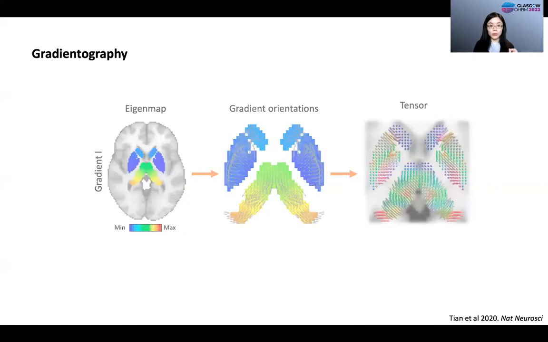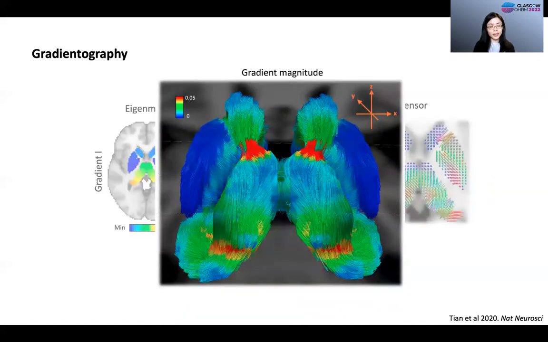In this way, what we can do is to propagate millions of streamlines in the tensor field in the same way as white matter tractography is typically performed in diffusion imaging. But here we proposed a tractography that is based on connectivity gradients. So we simply gave it a name: gradientography. Let's look at this picture. Each streamline represents a trajectory of maximal change in the eigenmap. And here the streamlines are colored by the gradient magnitude in each voxel.